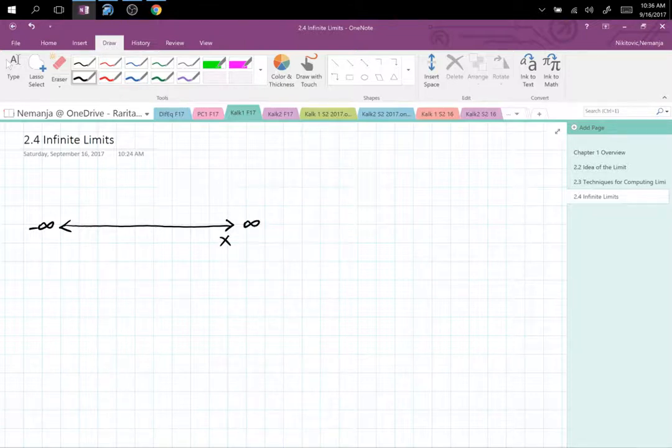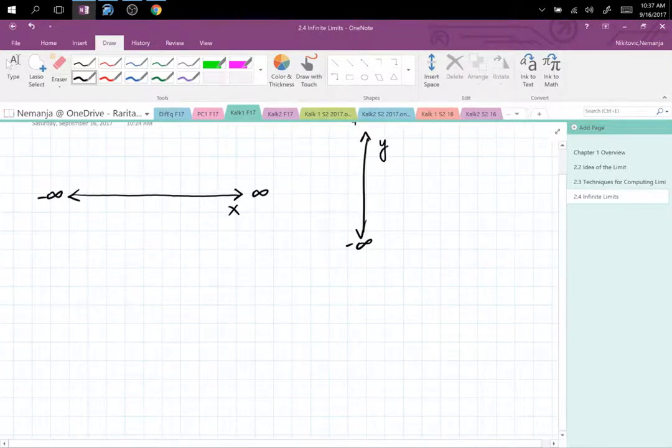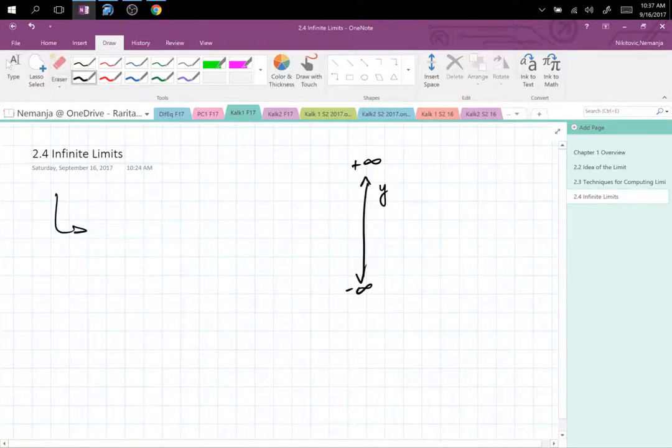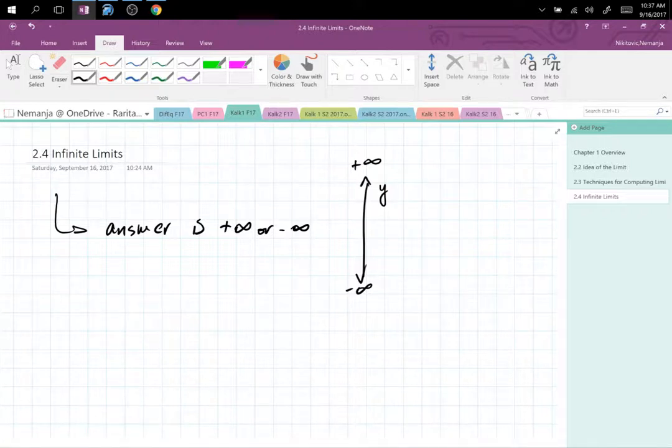That's for the x-axis. For the y-axis, which is also one-dimensional, we have the same notion of having positive infinity and negative infinity on opposite ends. Infinite limits, the title, refers to the answer being positive infinity or negative infinity. That's what it refers to when we say infinite limits. So the answer is one type of infinity.